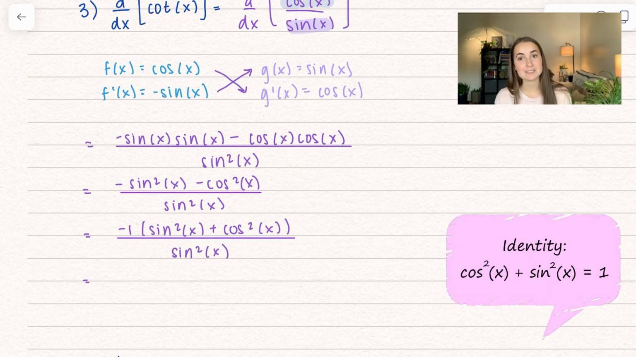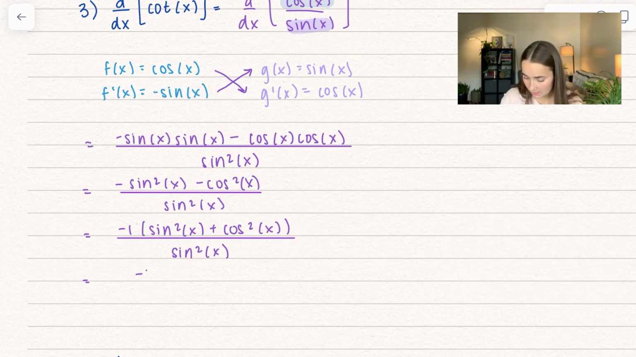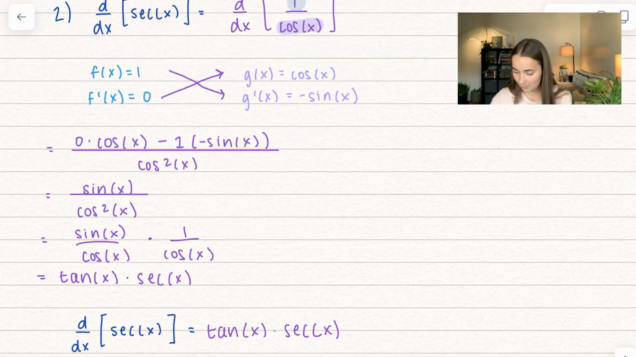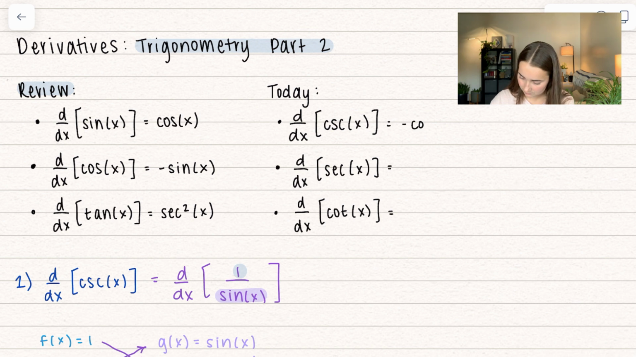So sine squared x plus cosine squared x is actually equal to 1. So here I have a negative 1 in my numerator, and then sine squared x in my denominator. And I can rewrite that as negative cosecant squared of x. So here I get the derivative of cotangent is equal to negative cosecant squared x. So now I'm going to fill all of these back into our chart.